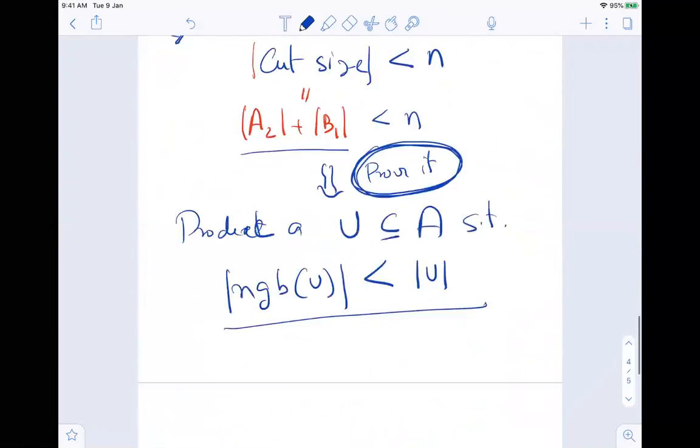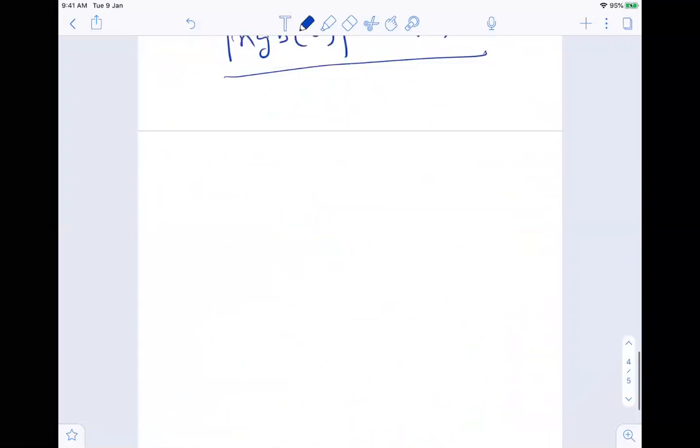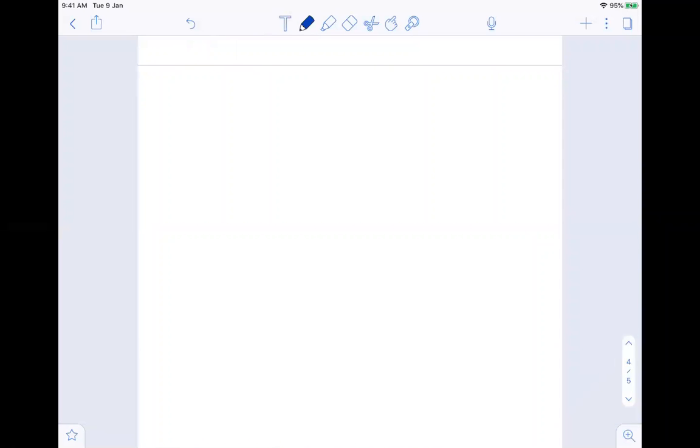Okay, so now let me go to a slightly different concept, although it's not very different. And this is something very magical if you have not seen this one.